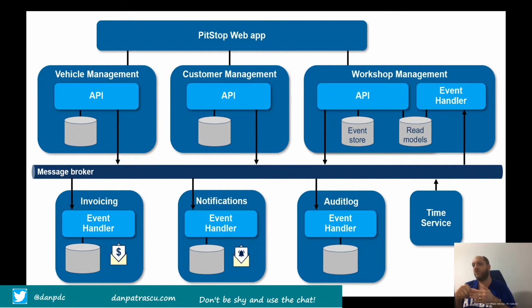And that's why I wanted to take a look into this idea of microservices, where we have one microservice per bounded context. And this is, for instance, a reference architecture of an application built with microservices. And you see here that we have different modules of the application, like vehicle management, customer management, auditing, notifications, and so on. And of course, we have a message broker.